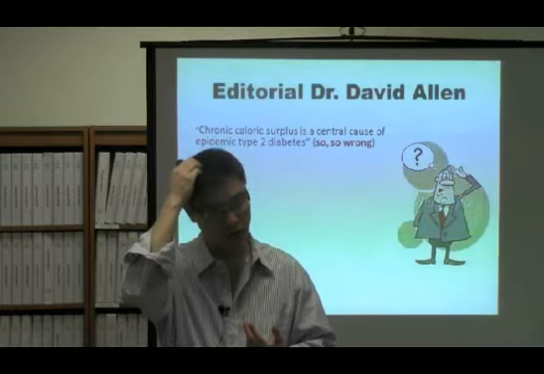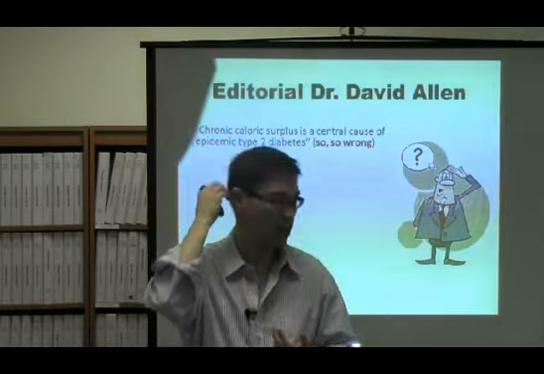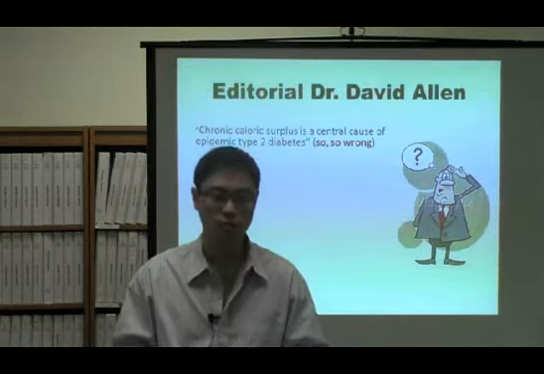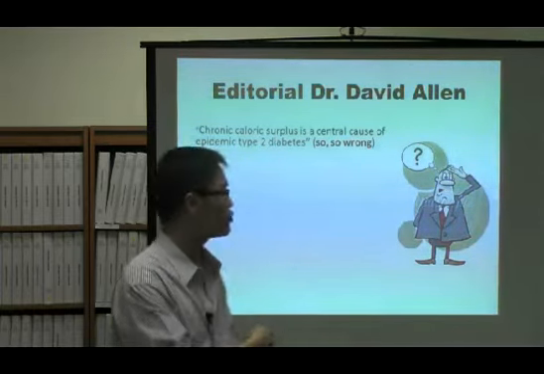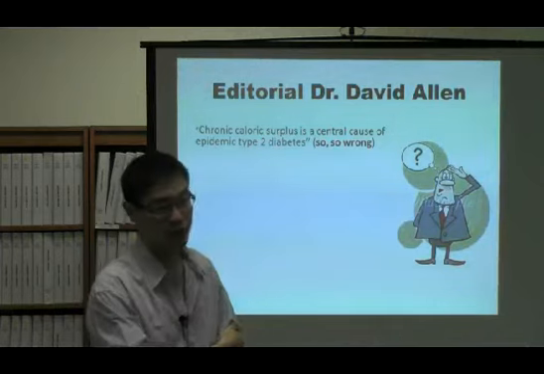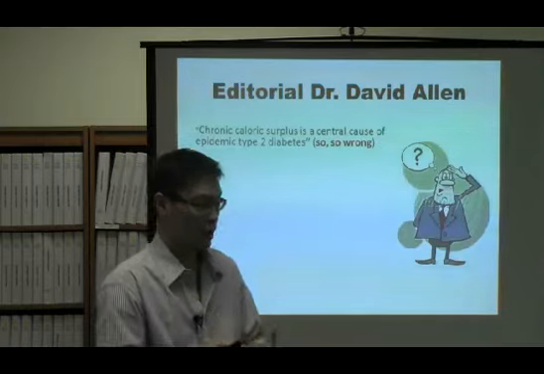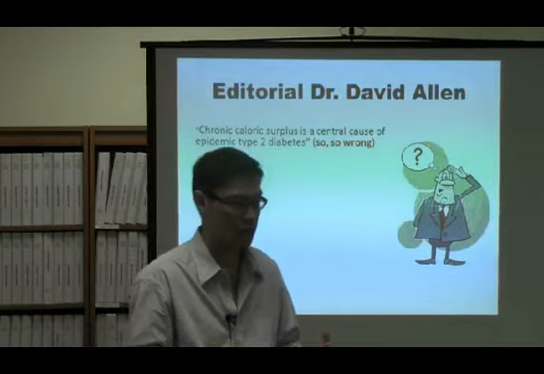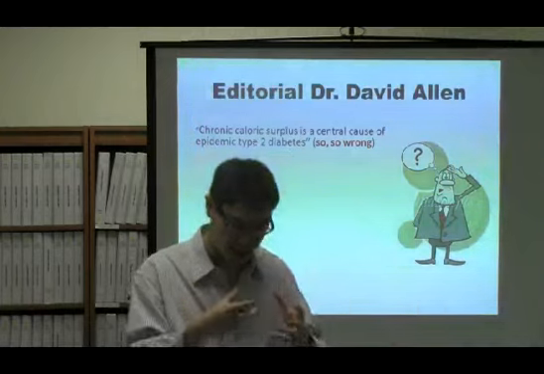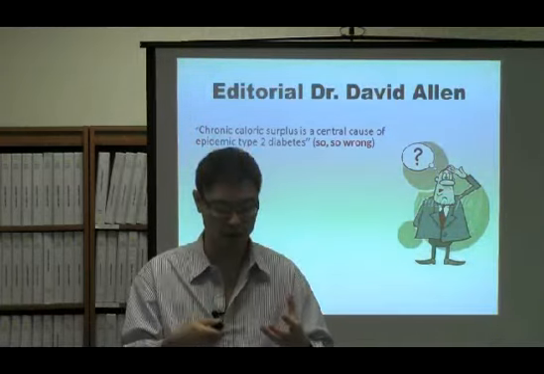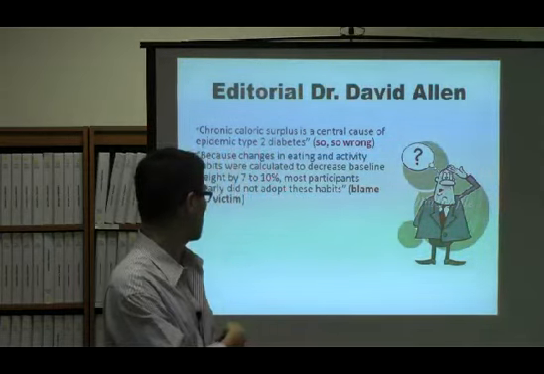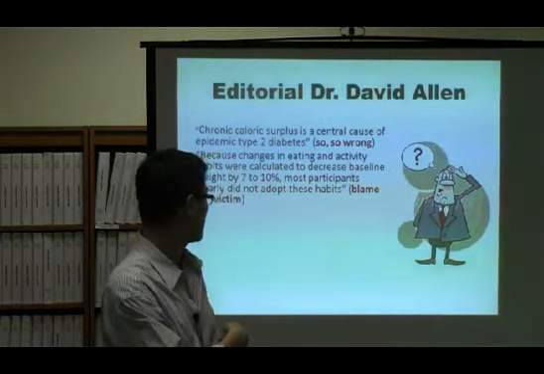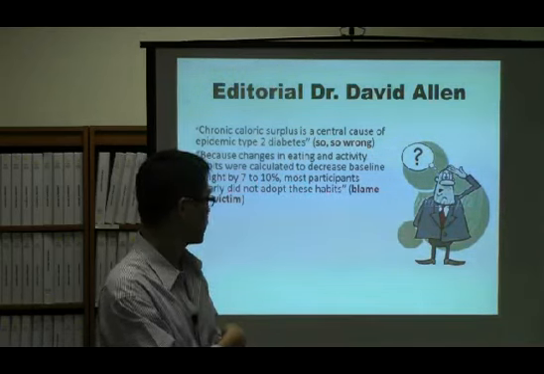So when they tried to figure out what was going on, instead of really trying to understand, they couldn't believe that their own advice to eat a low-fat diet was wrong. So they said that, well, eating too many calories is the central cause of type 2 diabetes, which I think is completely wrong. Calories are not really all that relevant. What's relevant is the insulin. It's the insulin that causes the obesity, not the calories. The second thing that they're saying is that because changes in eating and activity were calculated to decrease baseline weight by 7 to 10%, most participants clearly did not adopt these habits.